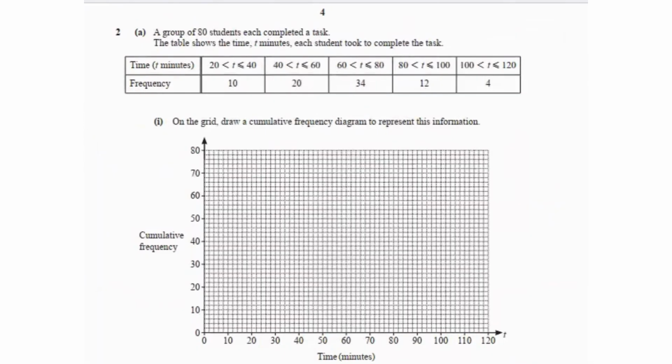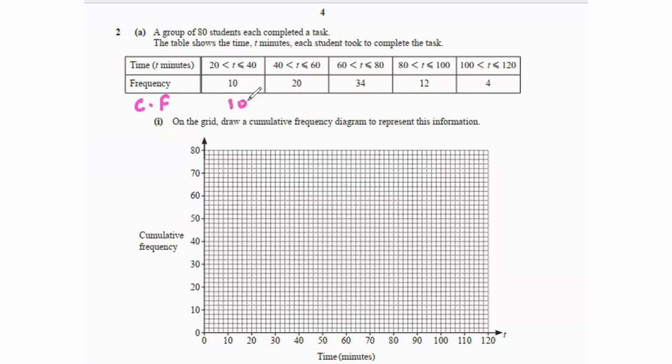A group of 80 students each completed a task. The table shows the time, t minutes, each student took to complete the task. So we have the class intervals for time, and we have the corresponding frequency. They want us to draw the cumulative frequency graph to represent the information. So let's find the cumulative frequency first.